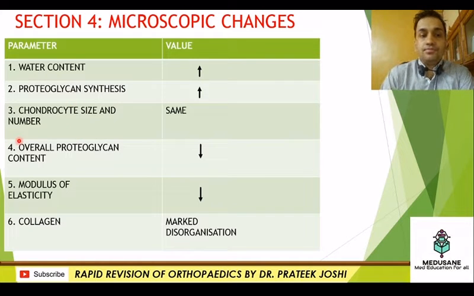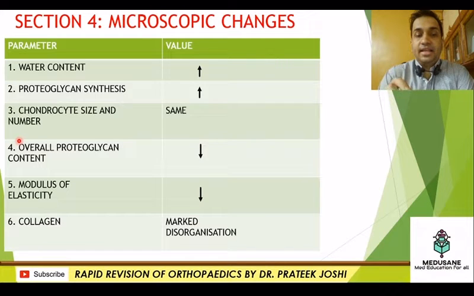Moving on, point number 4 says overall proteoglycan content decreases, which means that in the presence of an increased rate of proteoglycan synthesis, the overall concentration of proteoglycans decreases, which means that in the case of the race of degeneration versus regeneration, degeneration is winning and proteoglycan synthesis is unable to catch up with the proteoglycan degradation. Another point number 5 is modulus of elasticity.